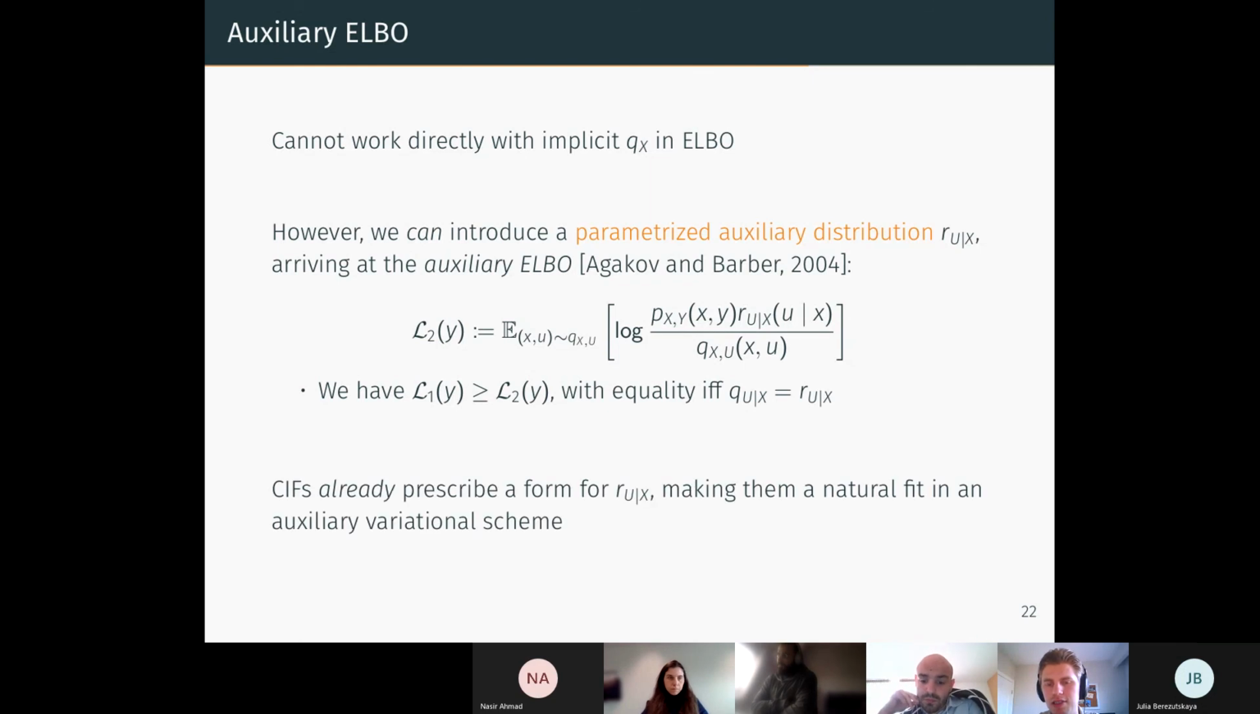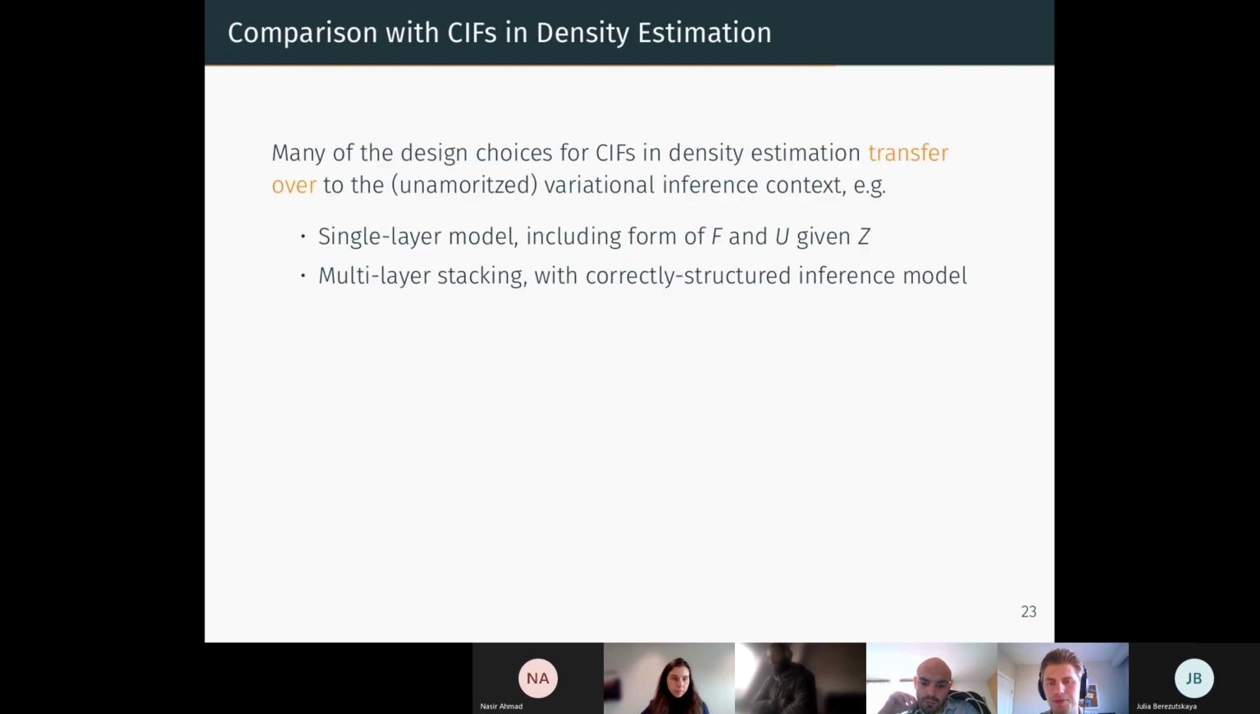Anyway, what's nice about CIFs is that they already give you a form for this auxiliary distribution. We can just repurpose the same inference-style model we used before. Another thing that's nice is that if we use CIFs in variational inference, we can use a lot of the design choices from density estimation when we're not using amortization. We can use the same single layer model and the same form of multi-layer stacking, and our inference model will have, quote unquote, the correct structure again, because as we discussed, we can invert the graphical model properly.